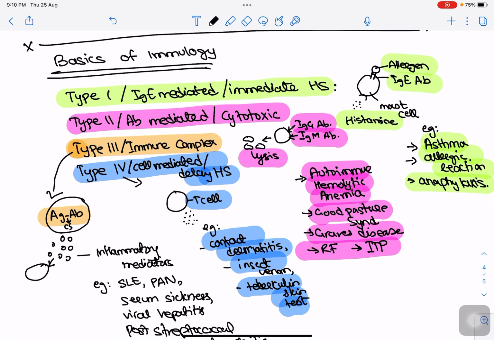MHC type 2 are HLA-DP, HLA-DQ, and DR. Antigen presenting cells, mononuclear B cells, recognized by CD4 helper T cells. And then MHC type 3, some components of the complement cascade in plasma, and they function as chemotaxis, opsonization, lysis of the bacterial cell.